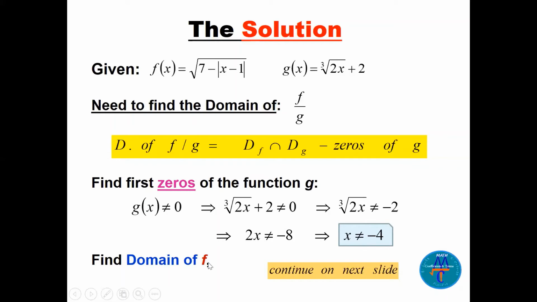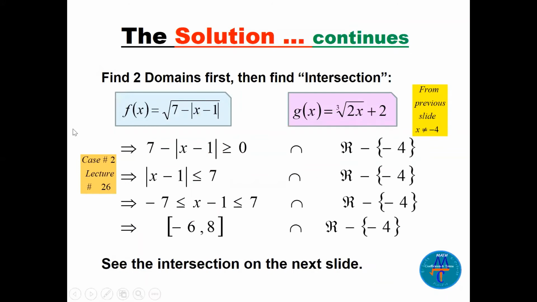Now let's find the domain of f on the next slide, please. Domain of f will be, since we have a square root of something here, the radicand, we take all the radicand: 7 minus absolute value of x minus 1 greater than or equal to 0, then 7 greater than or equal to the absolute value, or absolute value less than or equal to 7, if you rearrange it. So this is case number 2 from the algebra lecture 26. You can go and check, please.